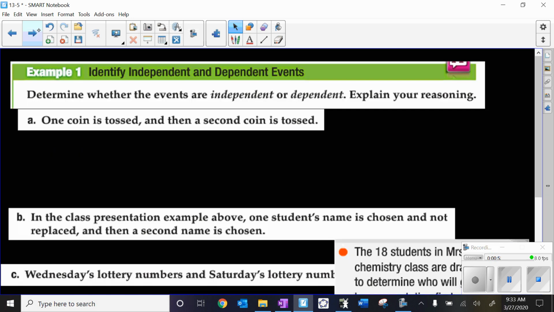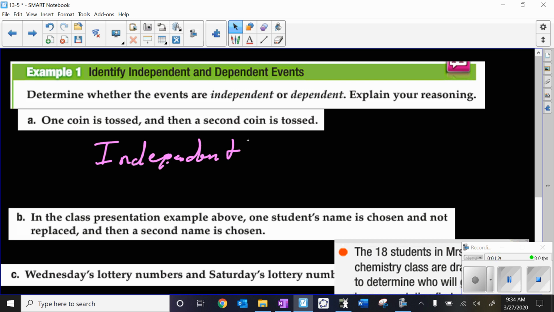Okay, so I just want us to try and determine if they're independent or dependent. So letter A, a coin is tossed and then a second coin is tossed. So these should be considered independent in this case. Me getting a heads the first time is not going to tell me I should get a heads the second time. So then in this case, they would be independent.